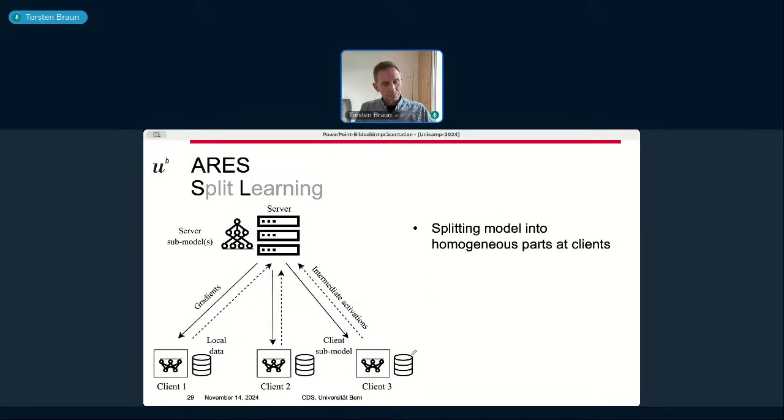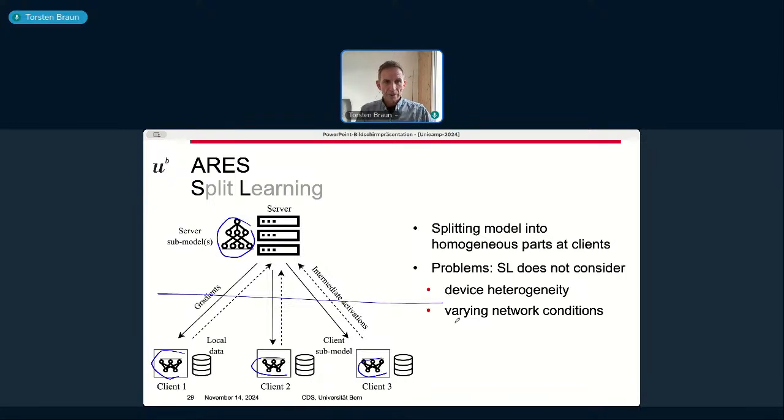Then split learning is basically the concept we have investigated so far, but the traditional split learning approach basically worked like that: we only had one split point. That means the model was split in a homogeneous way for all the clients, and did not consider the fact that we could have very different situations for each client. So standard split learning does not consider device heterogeneity, but also not heterogeneous network conditions, and that's basically where we want to have a contribution.